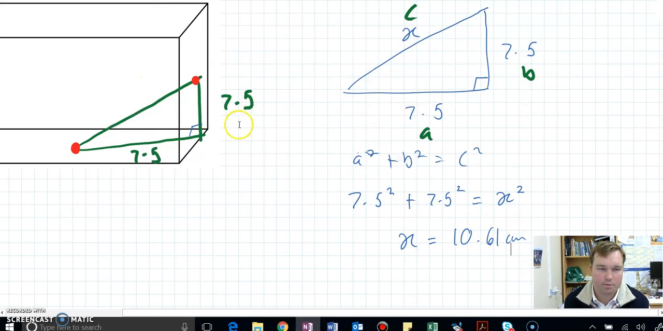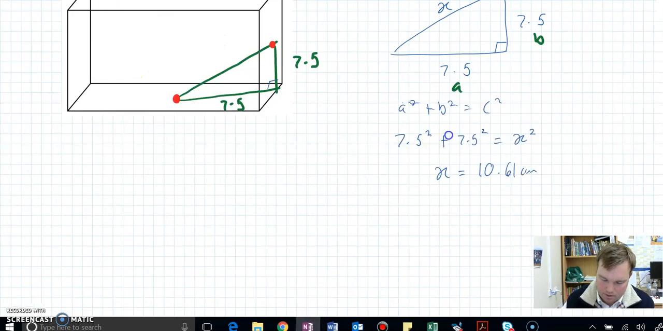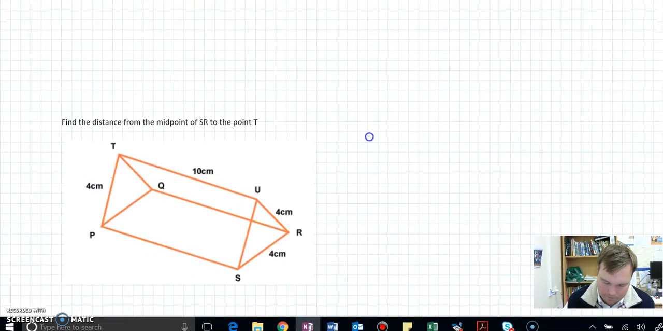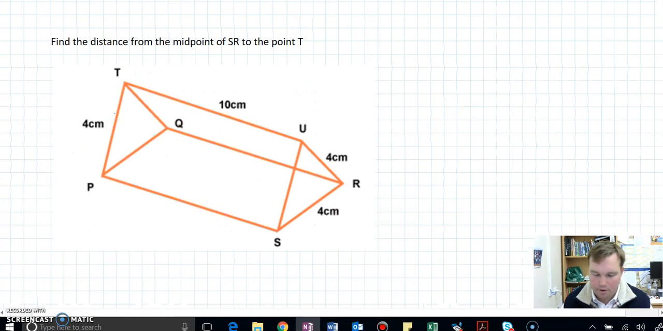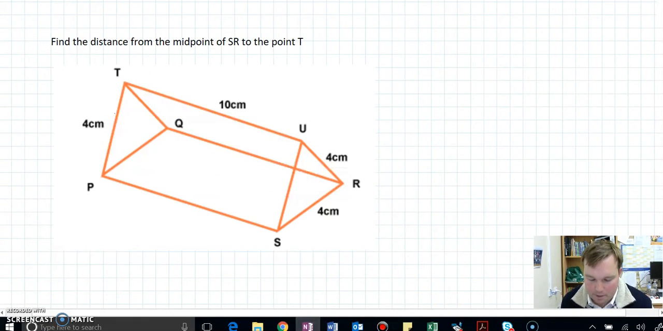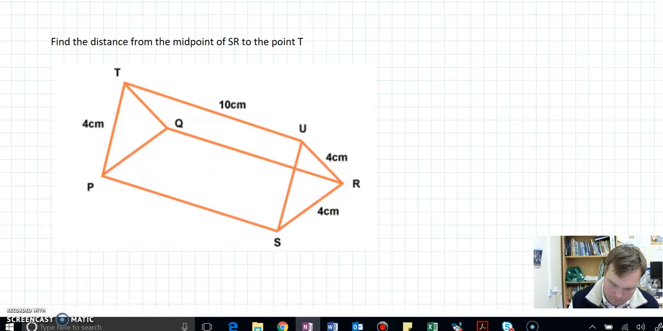Alright. Find the distance from the midpoint of SR to the point T. So we're aiming for here, the midpoint of SR to the point T. And we can rule a line in there, looking like this.